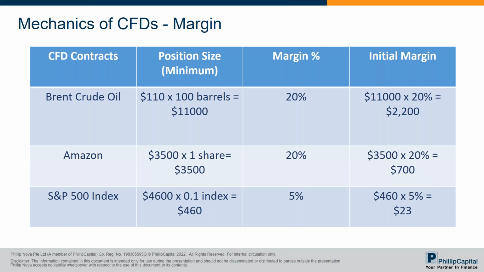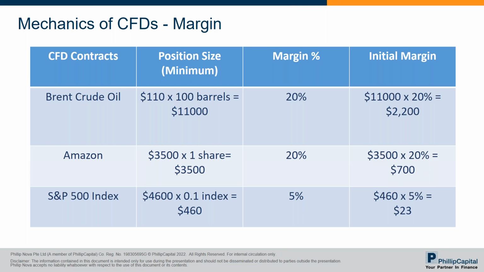To calculate how much money you need to put in upfront, it is simply the full contract value, which is $11,000, times 20%. In this case, it is $2,200. So with $2,200, you are able to open a position as big as $11,000.